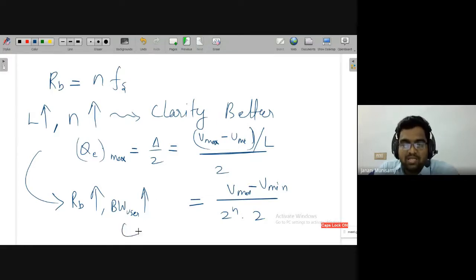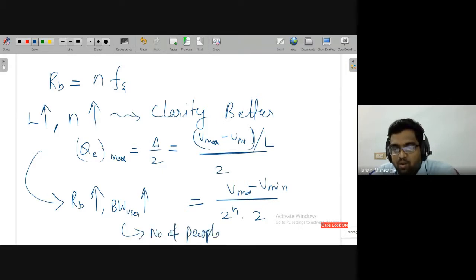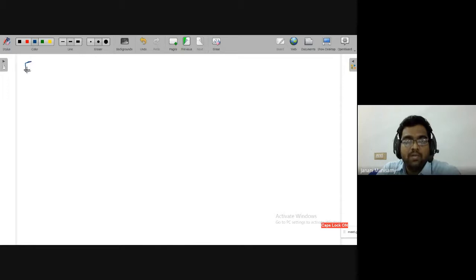If the bandwidth of a particular user increases, the number of persons that can be accommodated in the system will decrease. So what is the problem? If the bandwidth of each user increases, the number of people will get reduced. That is the major problem. I will explain this with a real-time example.